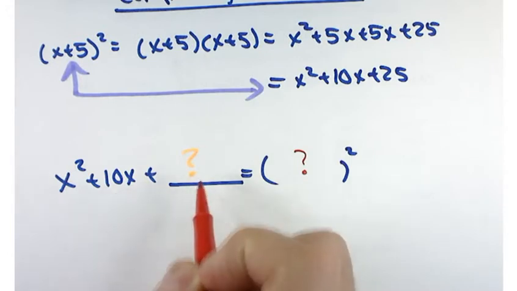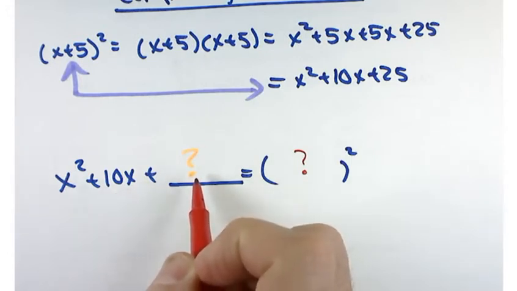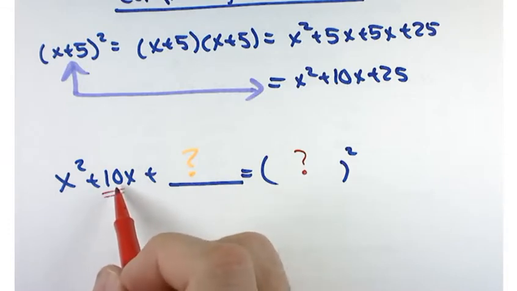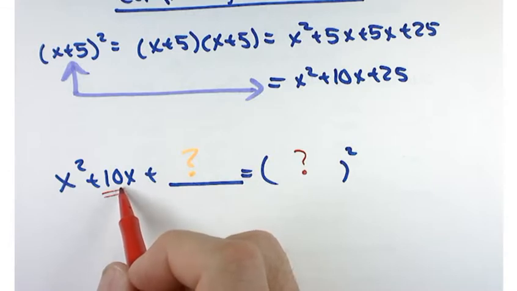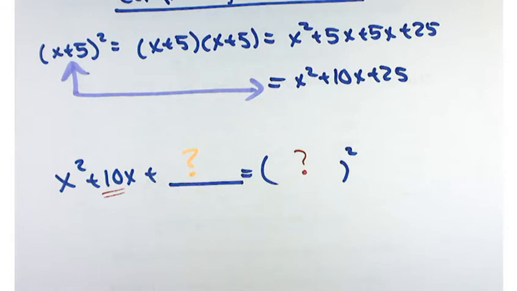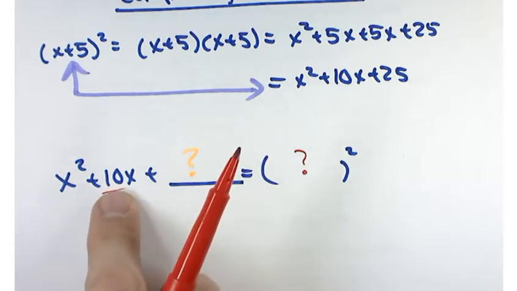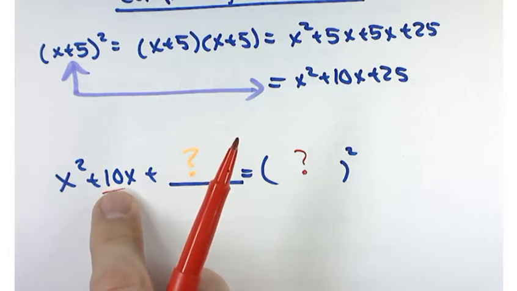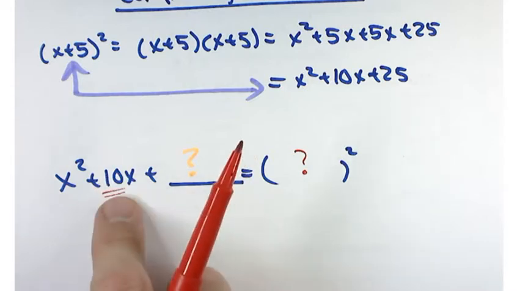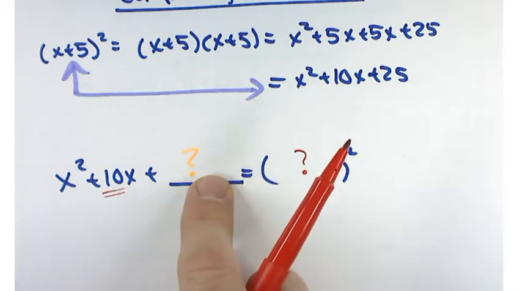Somehow you're going to need to realize I need to put a 25 there, which is our 5 squared. How am I going to figure out a 25 by looking at a 10? Where's the 5 going to come from? It's the 5x plus the 5x. That's where I get the 10x. So if I divide that by 2, then I would get the 5 that I want, right? So divide this by 2 and then square it. Those are the two steps that I need here.